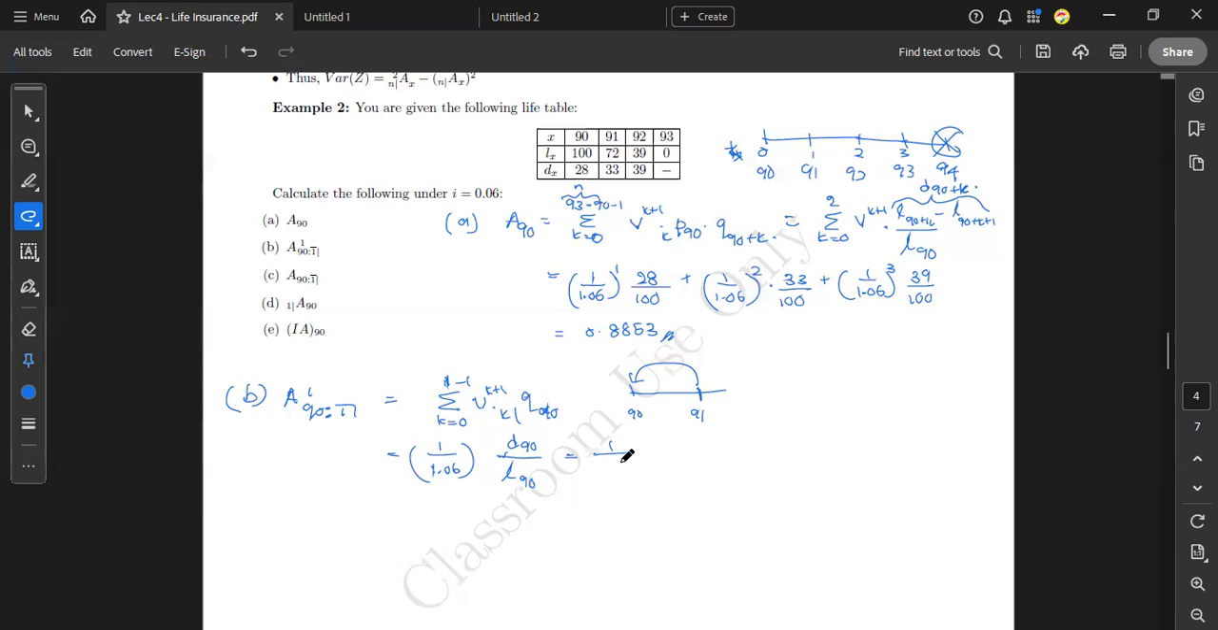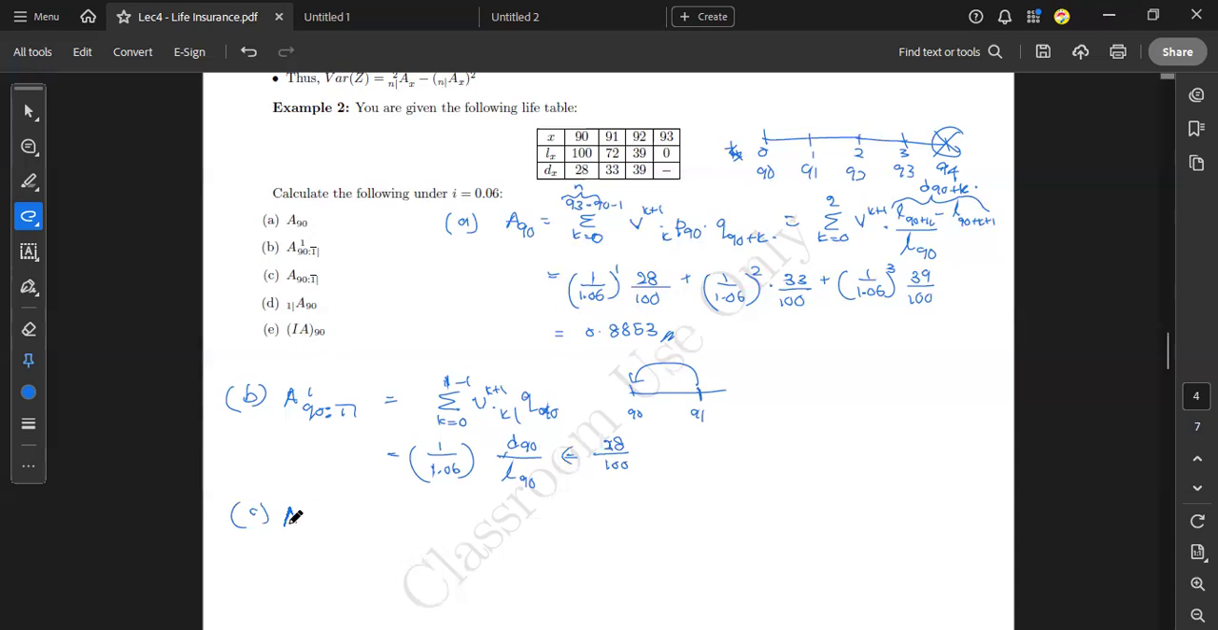So we can take that value directly from there. I take the entire part, 28 by 100, and divide by 1.06.